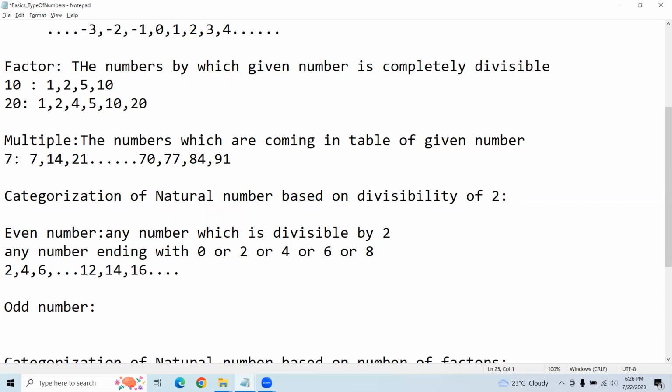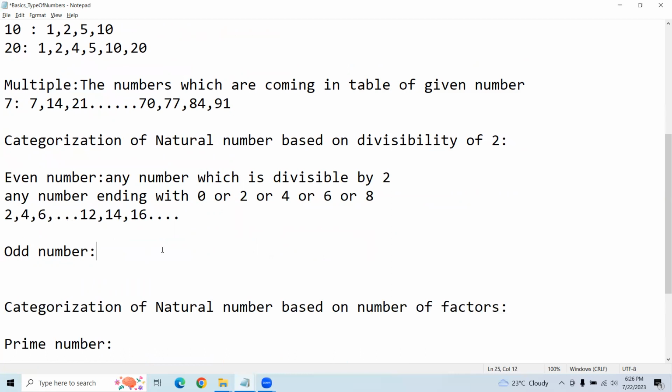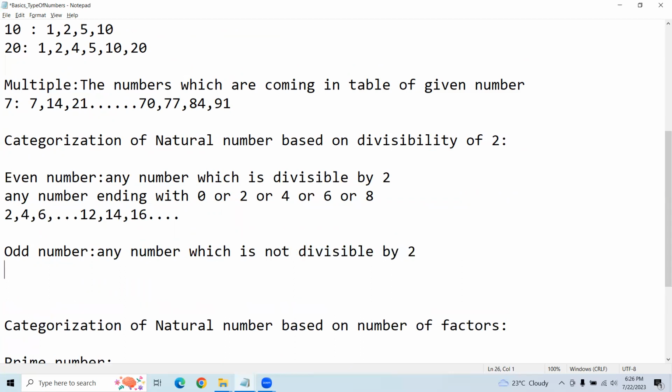Let's look at odd numbers. Any number which is not divisible by 2. When we say not divisible by 2, we can say that any number which ends with 1, 3, 5, 7 or 9.